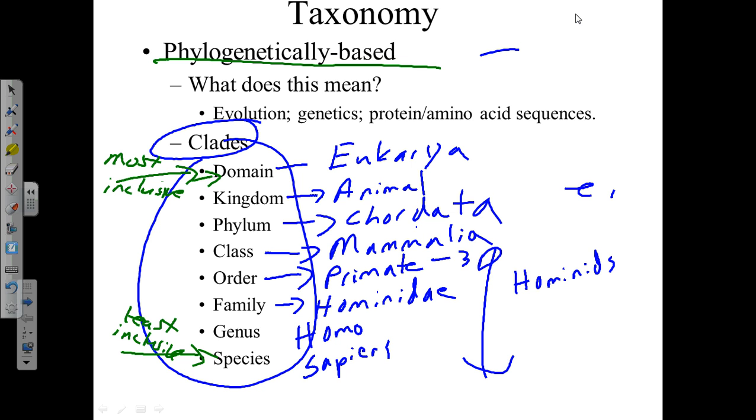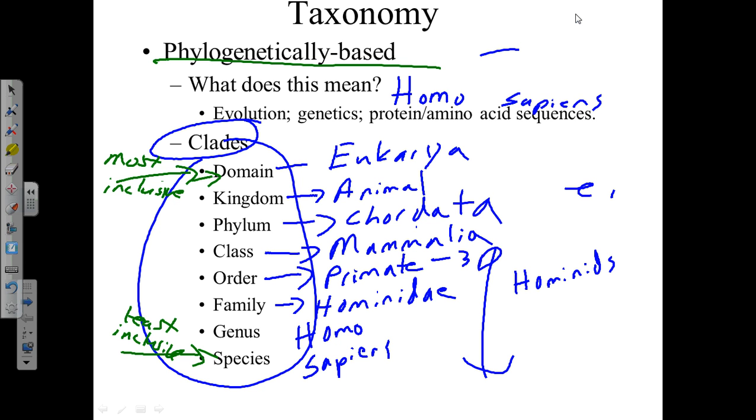And typically when you write out a scientific name, what's it made out of? Genus and species. And there's some rules for writing it. You always write the genus first. You capitalize the first letter. What do you do with the species? When you're writing out a scientific name, you don't capitalize it.